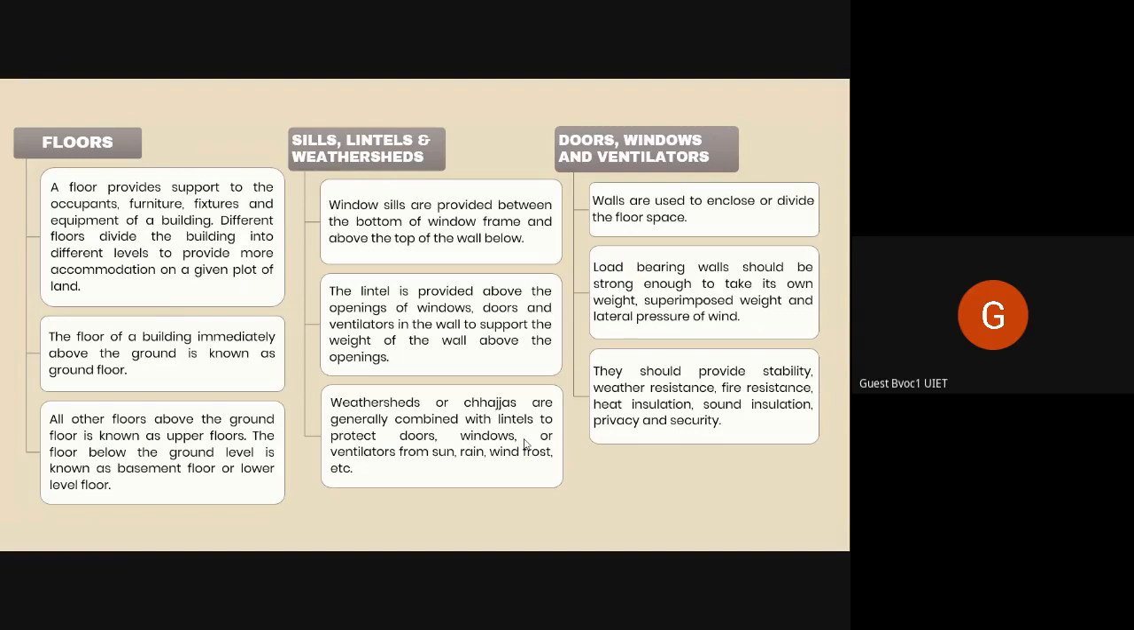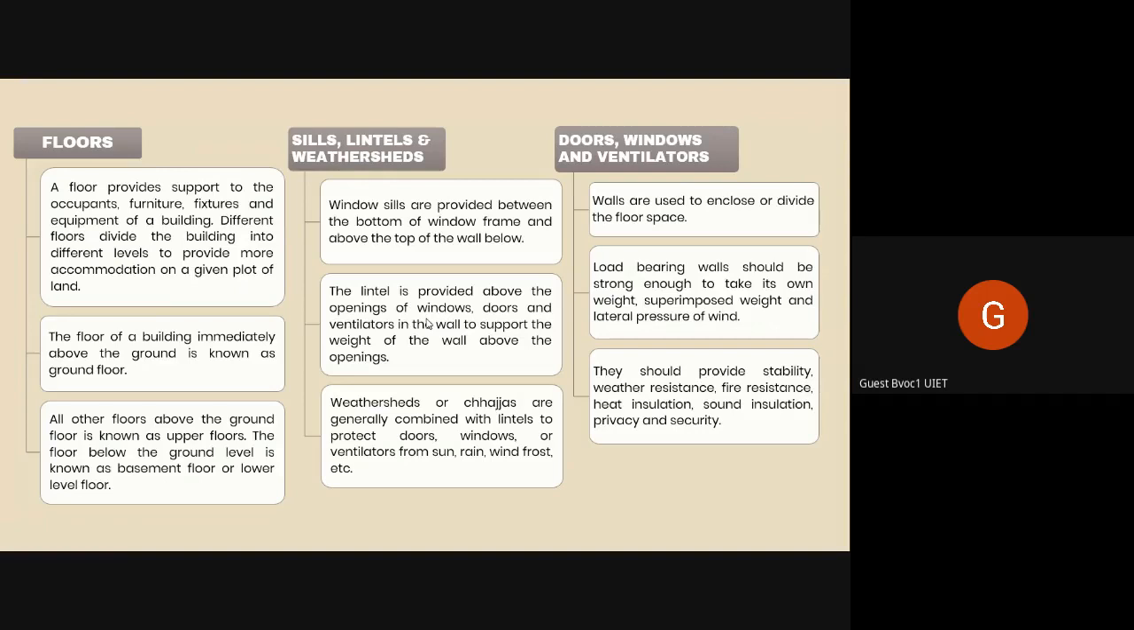We will construct more floors. We'll construct the first floor for more bedrooms. We'll construct another floor for an entertainment room. And then we will maybe construct another floor for a family room or things like that. So floors provide you different levels where you can make more use of the amount of land you have. And floors are also the base of any building, so you can keep your furniture and fixtures and occupants on it.